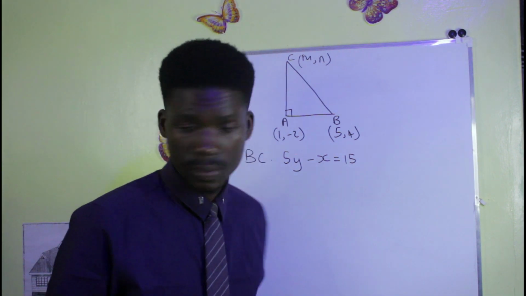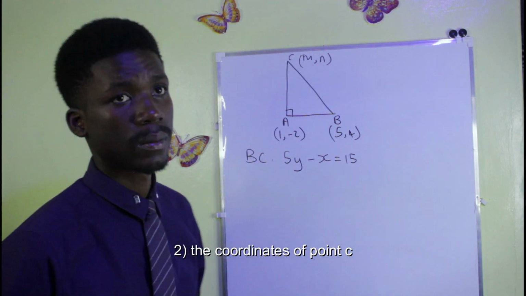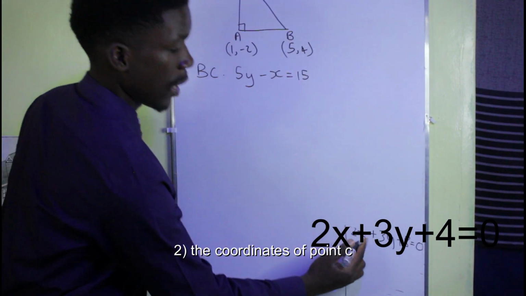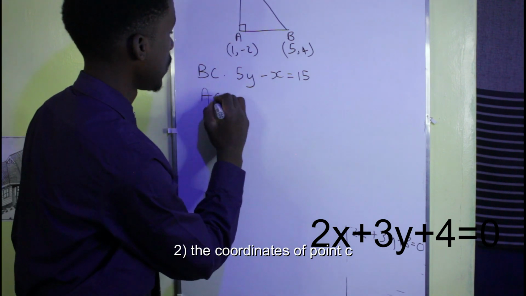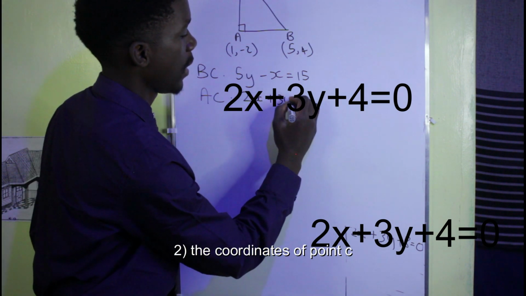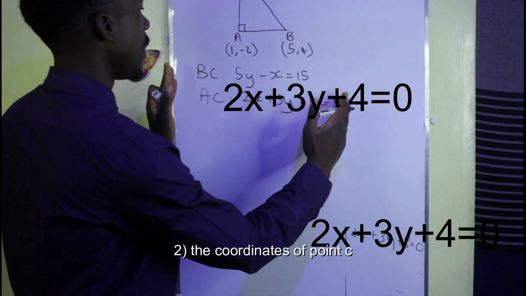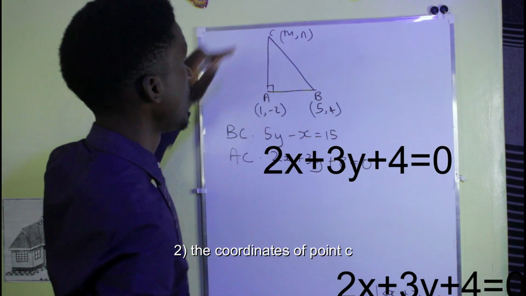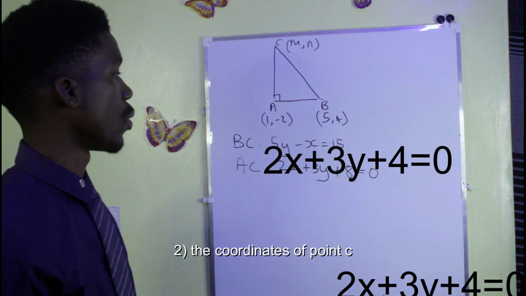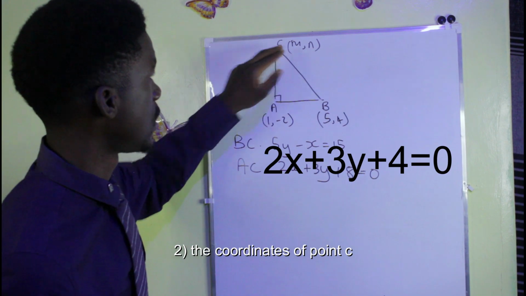So the question was, determine the coordinates of point C. We already have our equation of line AC as 2x plus 3y plus 8 equals 0. Now, we have the equation of line AC and the equation of line BC. So the question is, determine the coordinates of point C.